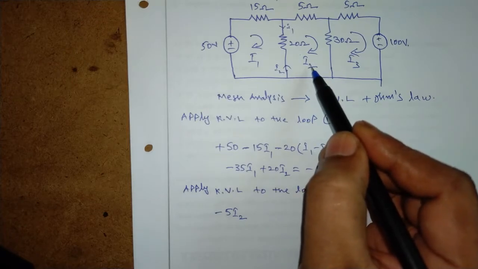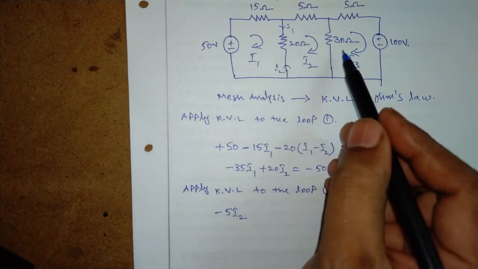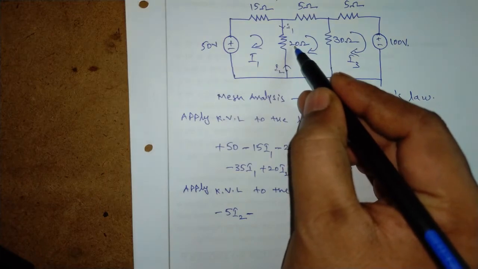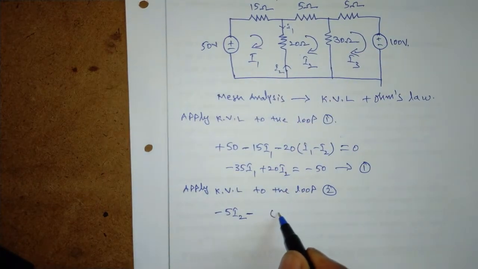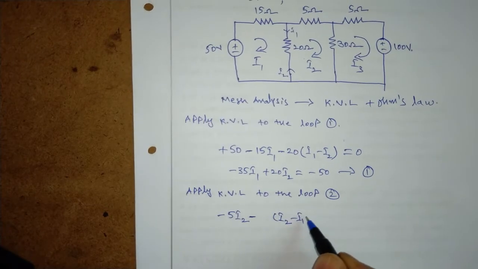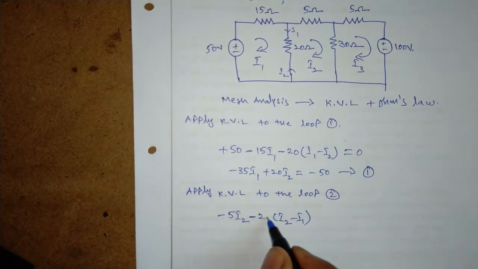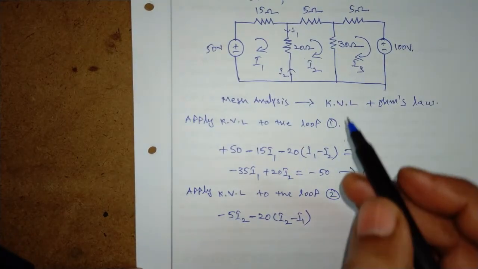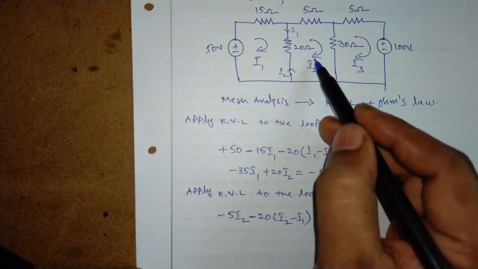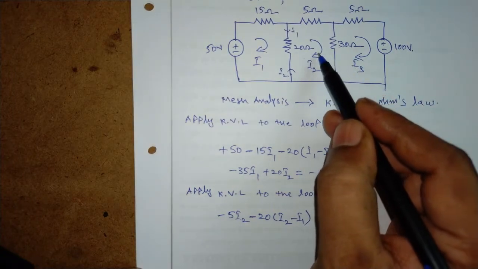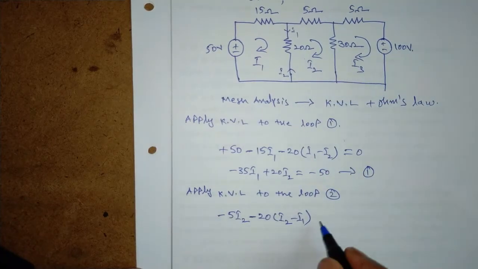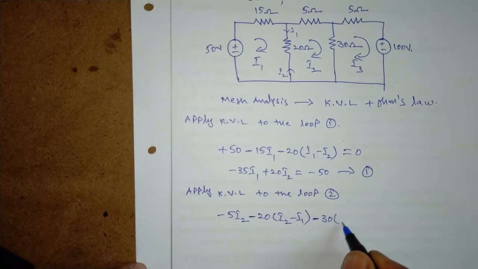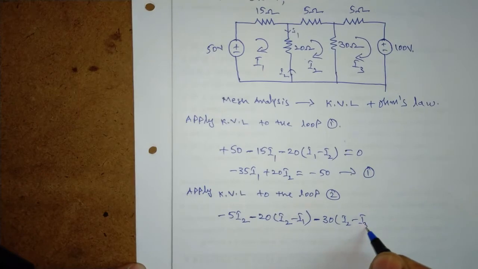So loop 2 current is greater than all the other loop currents. So the current passing through this 20 ohms is I2 minus I1, and it is multiplied by the resistance, we get the voltage across this 20 ohms. Next, we have another resistance in the second loop, that is 30 ohms, which is connected between loops 2 and 3. It is a resistor, we have a drop, put minus, and it is 30 into I2 minus I3.